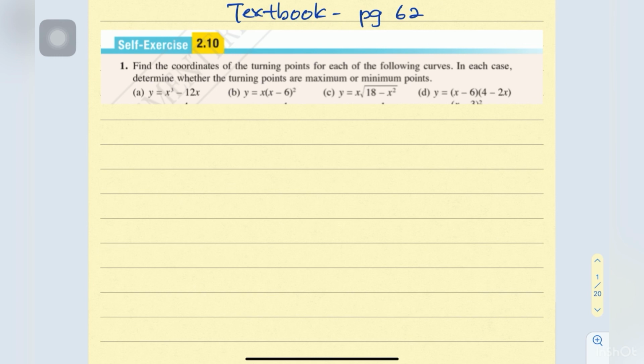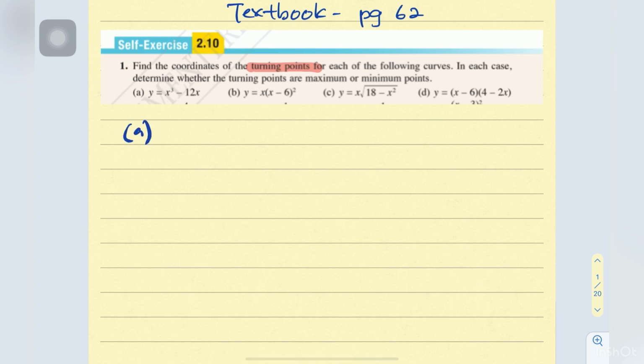We are going to discuss self exercise 2.10, textbook page 62. Question number 1: find the coordinates of the turning point. The clue here is that at a turning point, dy/dx equals 0. Then you have to identify whether the turning point is a maximum or a minimum.